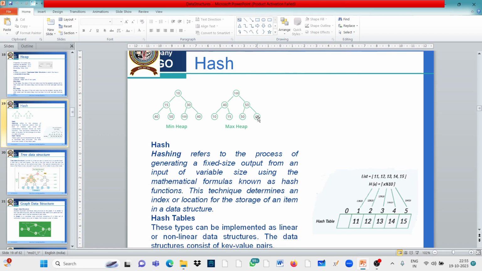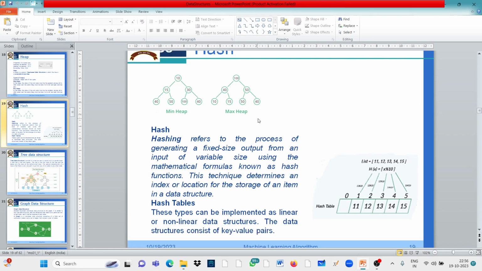Then another data structure, that is the hash, and we will be using some hash tables. Hashing refers to a process of generating a fixed size output from an input of variable size. Try to understand: the input will be variable size, but the output will be a fixed size. We use a mathematical formula known as the hash function, and this technique determines the index or location for the storage of an item in a data structure.